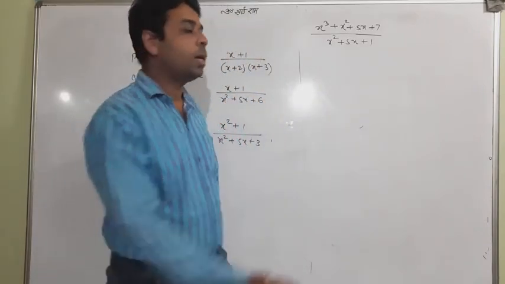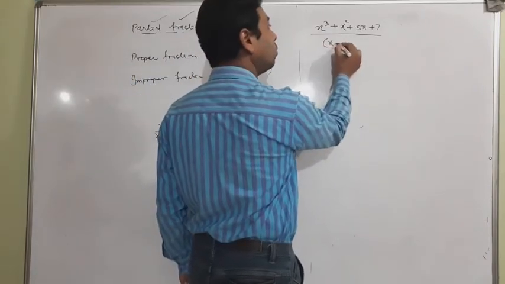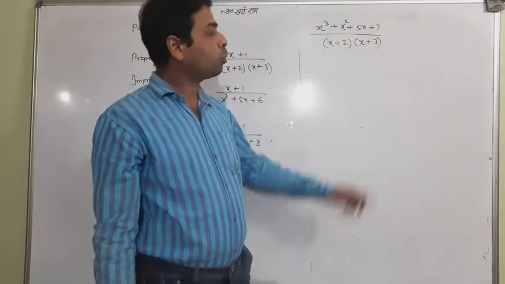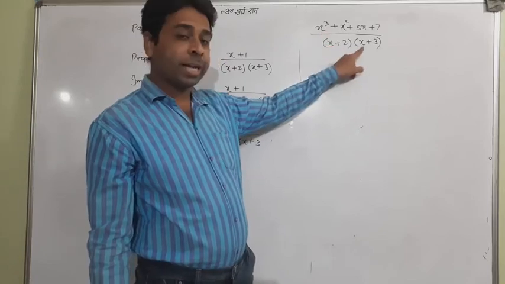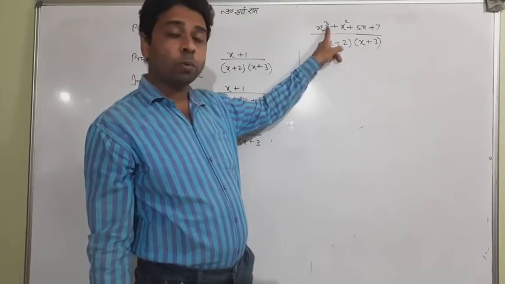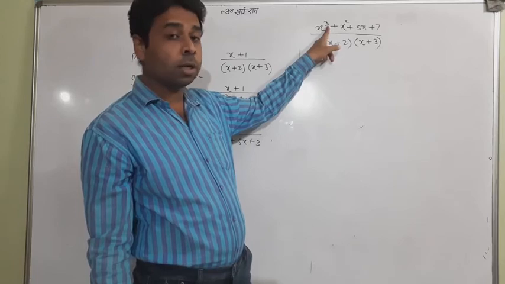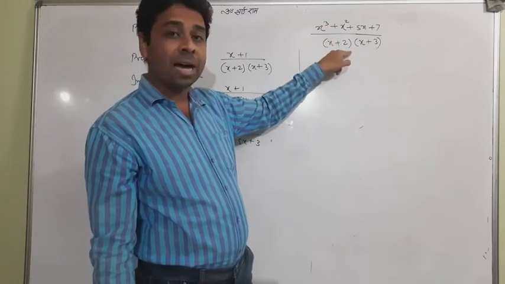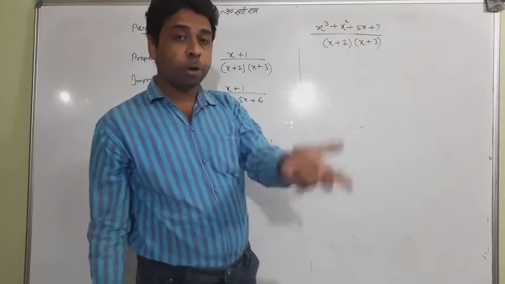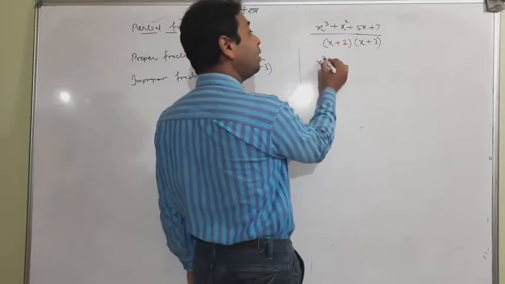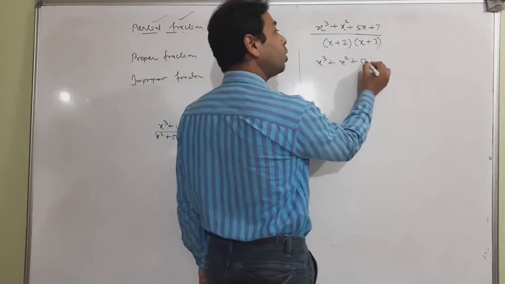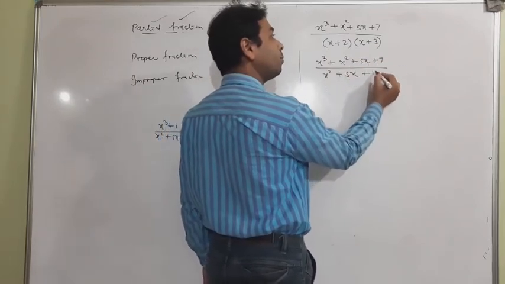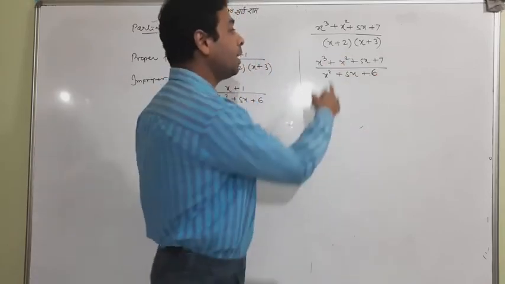Suppose this is a question with you. What will you do? Look, this is x into x square, x cube. One should be sure that it is not proper. It is an improper fraction, so I will divide this by this and change it into a proper fraction. After multiplying the denominator, it is x square plus 5x plus, sorry, 6.